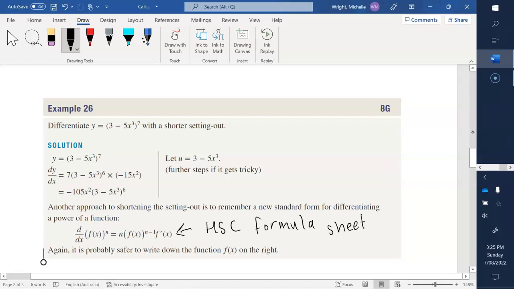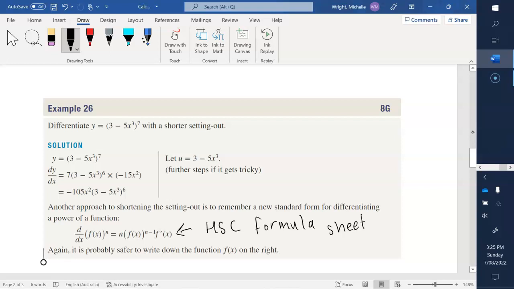What the question has done, it's given you the u there. If you get stuck doing it this way, you can go back and differentiate by parts, saying that dy dx is dy du times du dx. That's fine. But if you can see the shorter method and you understand it, it's a lot quicker to do it that way. So here's our y.